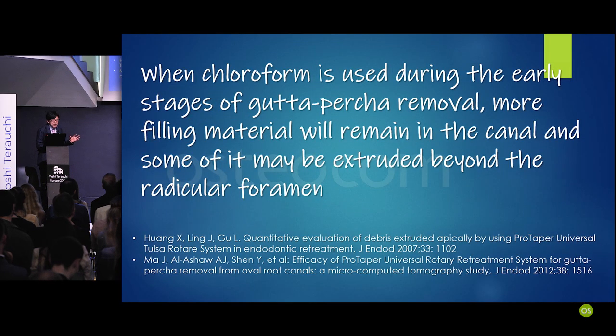But when chloroform is used during the early stage of gutta percha removal, more filling material will remain in the canal, and some of it may be extruded beyond the radicular foramen. So don't use chloroform from the beginning. You need to first remove gutta percha mechanically. Then when you see gutta percha remaining in the canal, in the apical 1/3, then it's time to use chloroform.